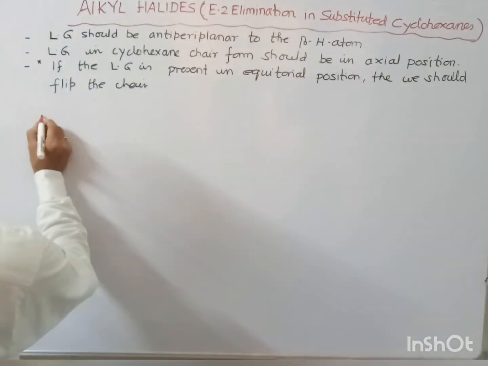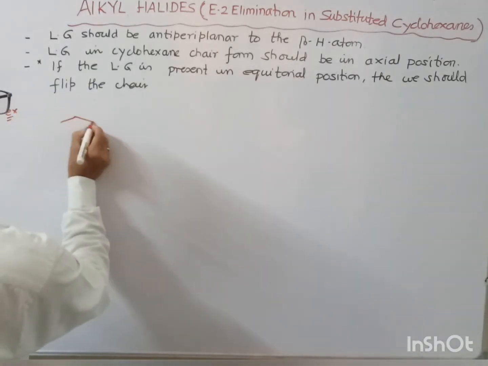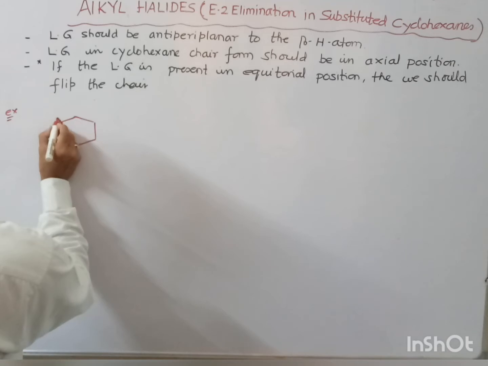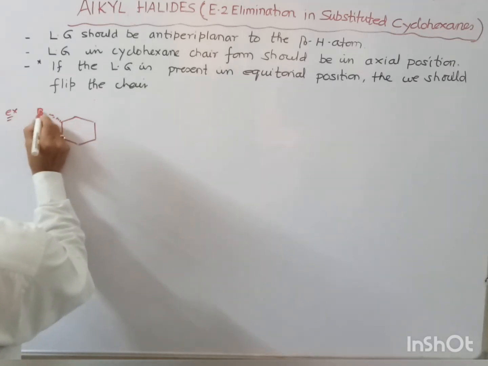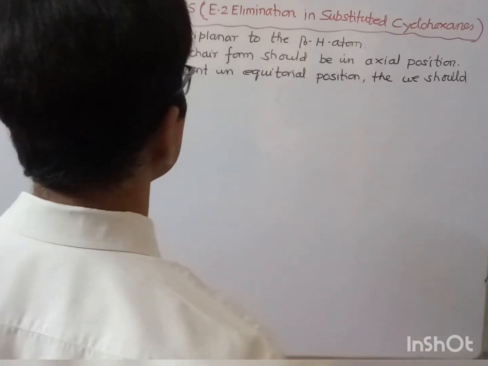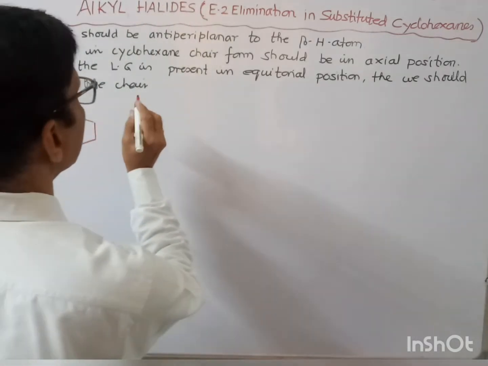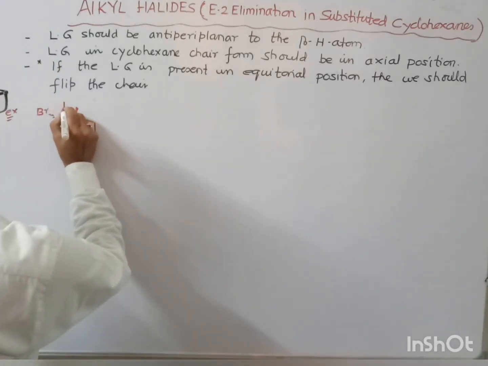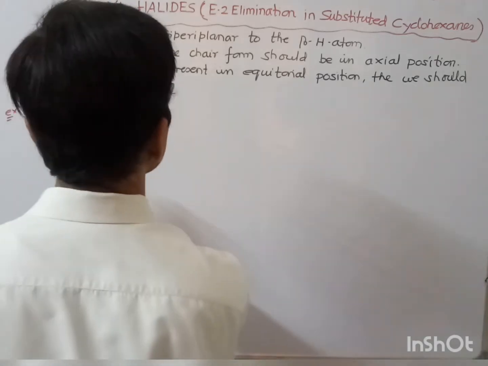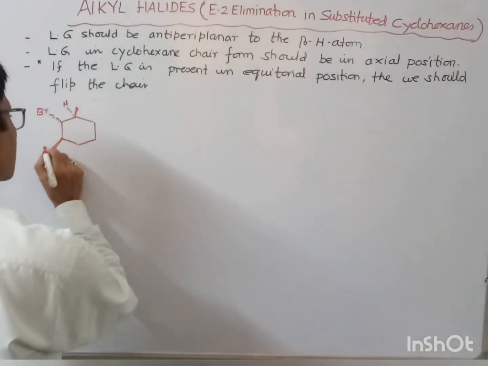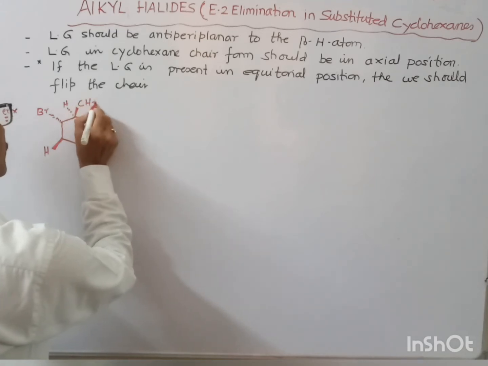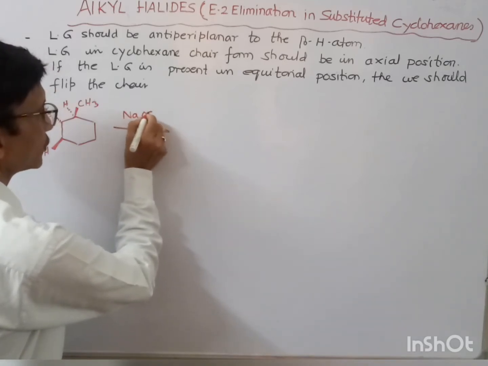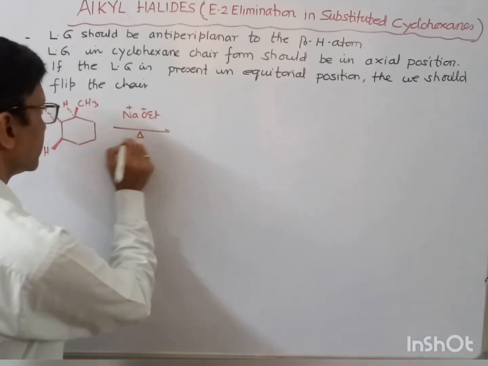In the next example, again, if I put the bromine, the leaving group, in the equatorial position, and suppose one hydrogen is present over here, and this is another hydrogen, and this is our CH3, and like this. Now, what should be the product if we are treating with sodium ethoxide? What should be the product in this case?